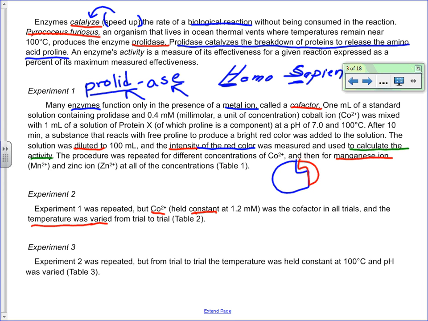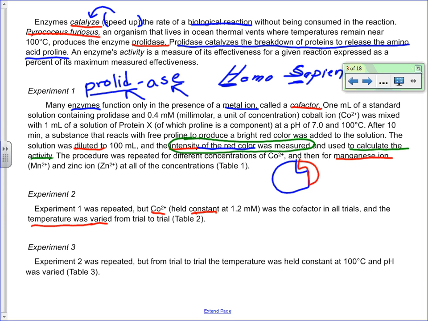Now, how are we calculating the activity? Are we like counting the number of individual fluidases that shoot out somewhere with a little counter? How are we actually measuring how active this enzyme is? What are we looking at? The intensity of the color. Right. So in this case, the intensity of the red color is going to measure the activity.